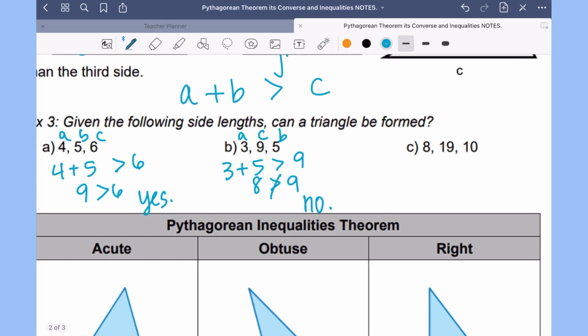The next one, the largest number here is 19. Okay, so 8 plus 10 should be greater than 19. And that doesn't work either, so no.